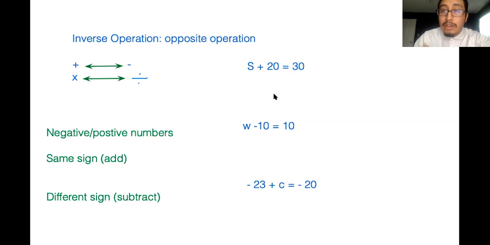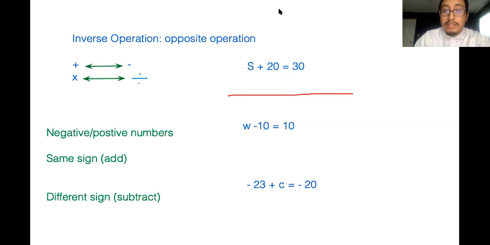So what is not allowing you to have s alone? What's not allowing you to have s alone is this plus 20, or in other words, positive 20. That's what you need to get rid of, and you're going to get rid of it using the inverse operation. So if this is positive 20, what is the opposite of positive 20? If you were to go on a number line, what would be the direct opposite of positive 20? If you're thinking negative 20, you are correct. The opposite of positive 20 is negative 20.